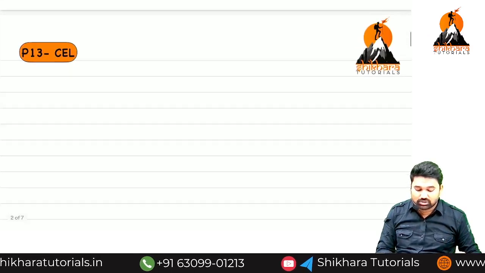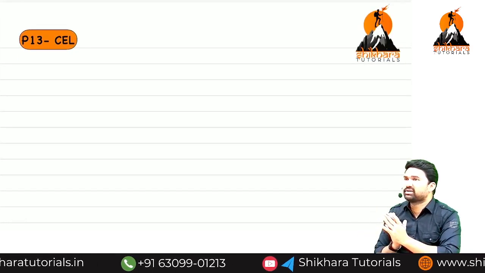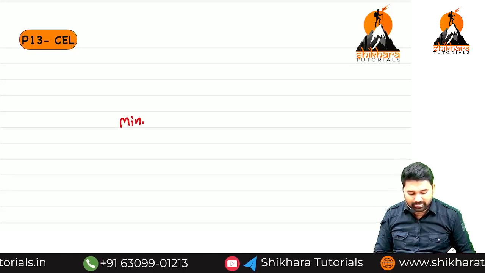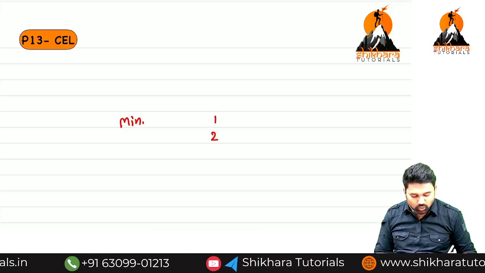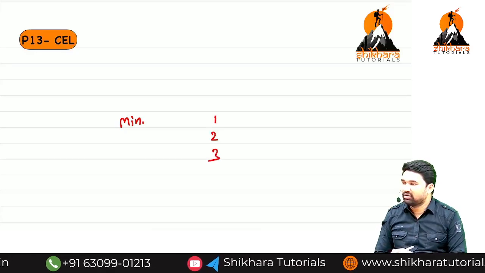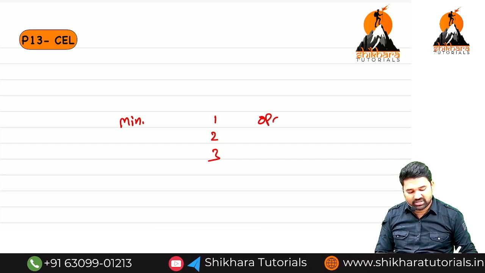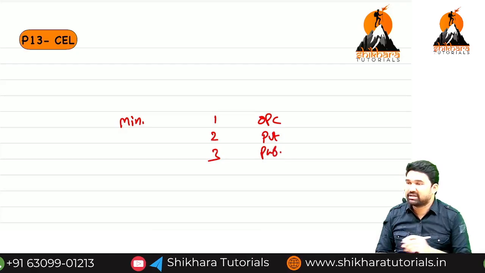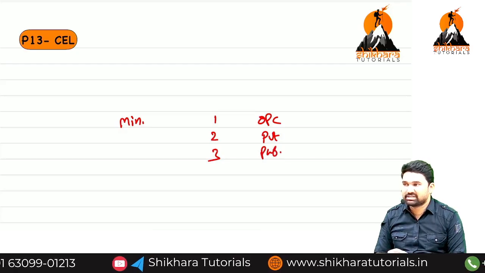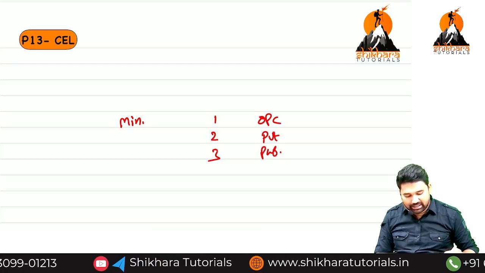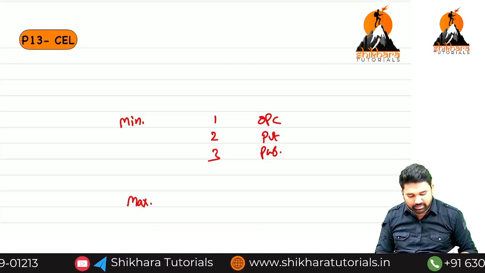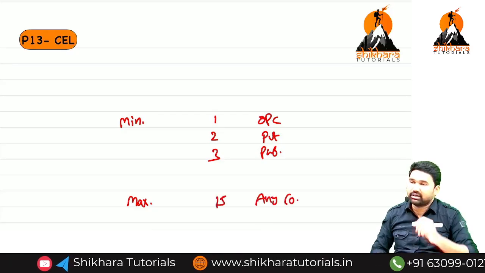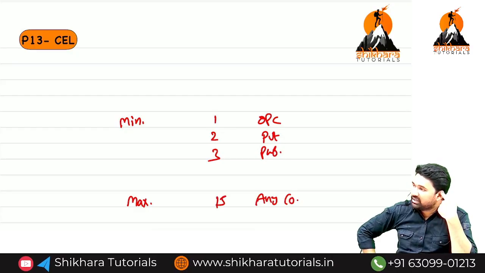So what we are discussing is the minimum number and maximum number of directors. What is the minimum number? 1, 2, 3. 1 for OPC, 2 for private company, 3 for public company. This is what we require. And in case of maximum number of directors, 15 for any company.